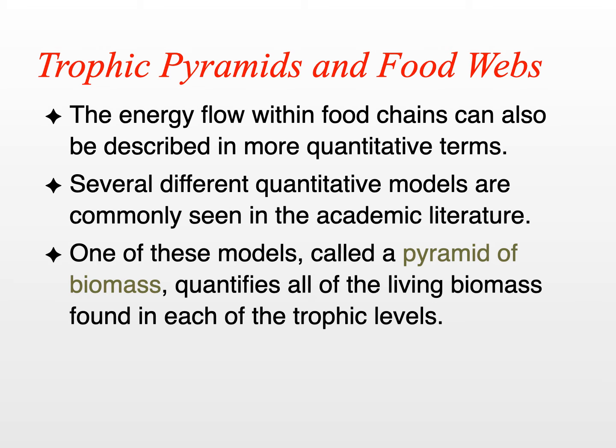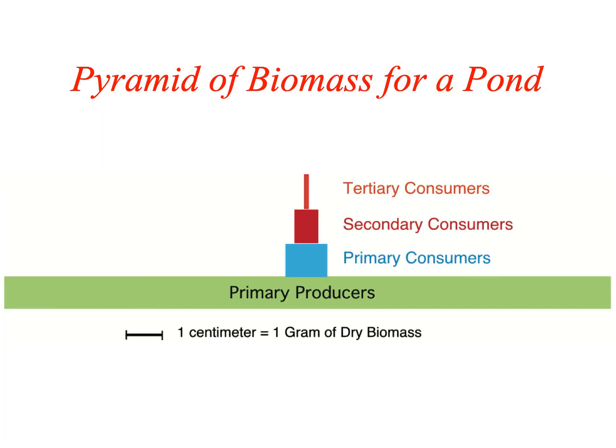Okay, so we can model energy flow in food chains in a more quantitative way. Several different quantitative models are commonly seen in the academic literature. One of these models is called the pyramid of biomass. A pyramid of biomass quantifies all the living biomass found in each trophic level. Here we see the pyramid of biomass for a pond where 1 centimeter is equal to 1 gram of dry biomass per unit area.